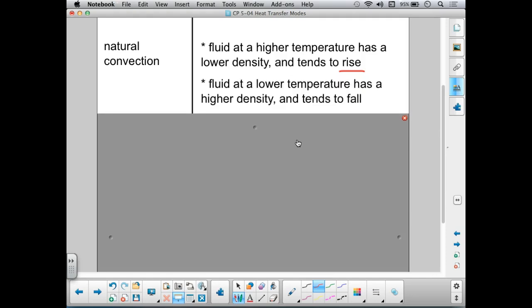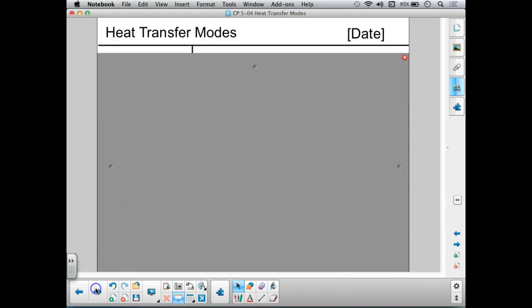The converse is also true. If the fluid is at a lower temperature, it's going to tend to fall. It wants to go down lower. And we'll see an example of natural convection in an image that I have for you.